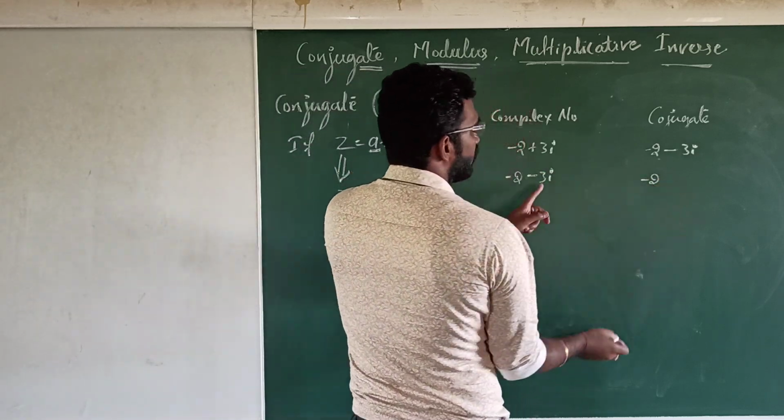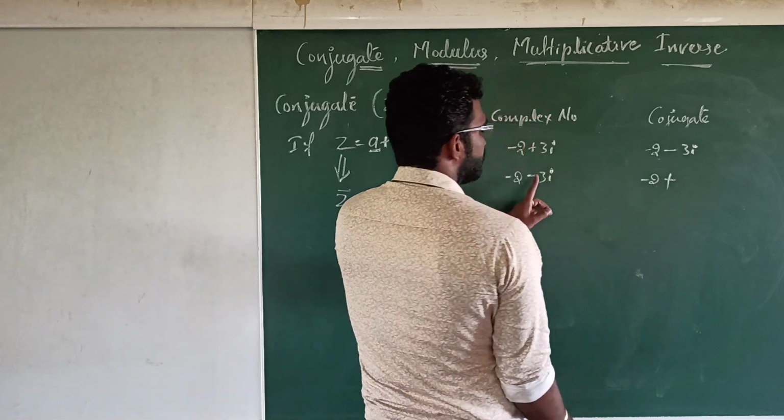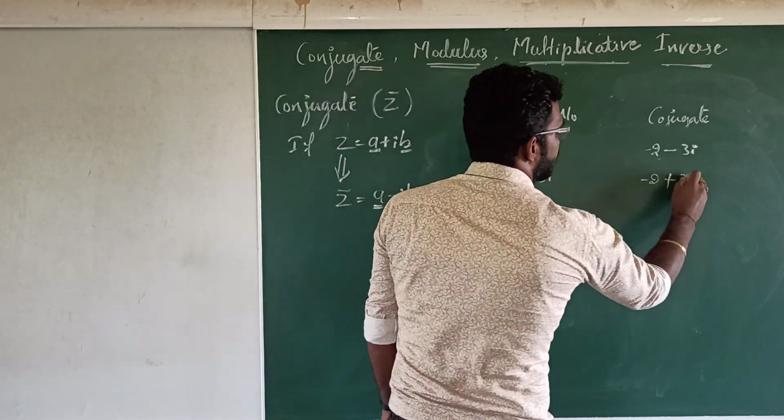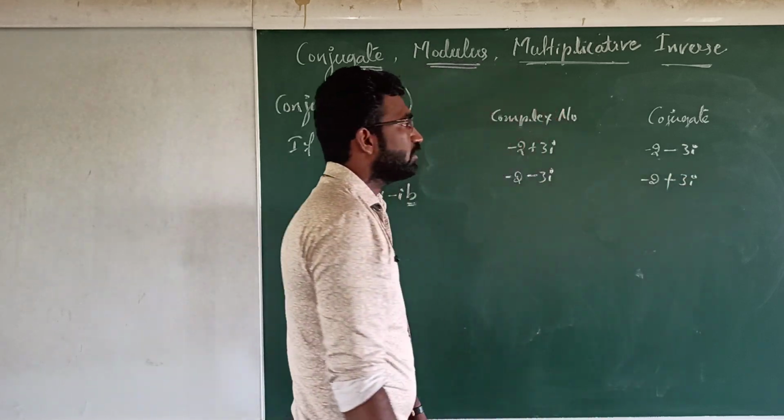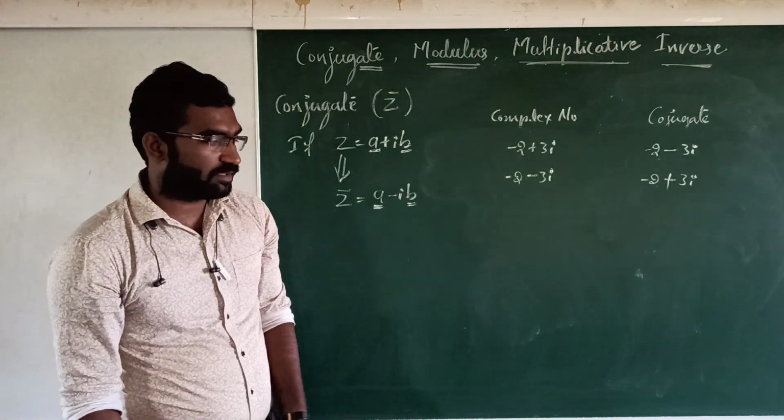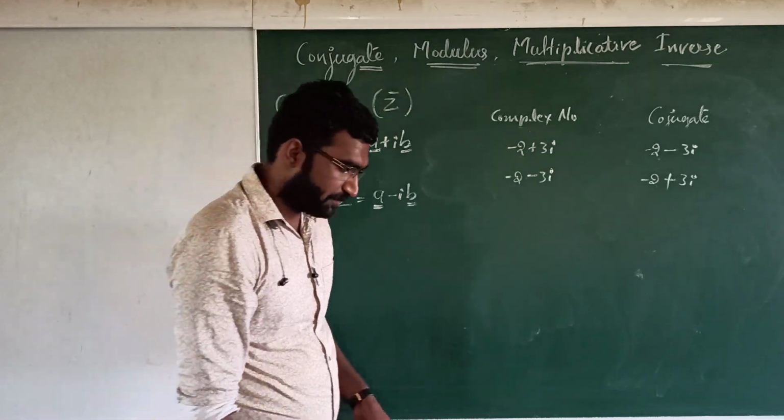If it is minus 2 minus 3i, therefore minus 2 you should keep as it is. Therefore what is the conjugate of this? This you should change, minus will become plus, this becomes 3i, right? So this is the conjugate of the given numbers. I hope you understood, right?